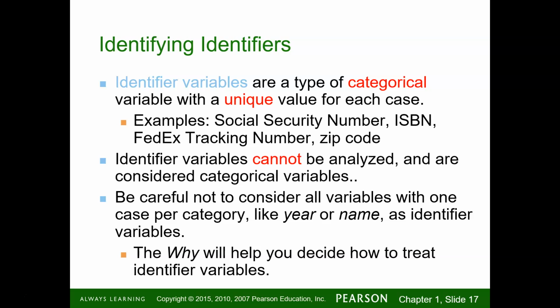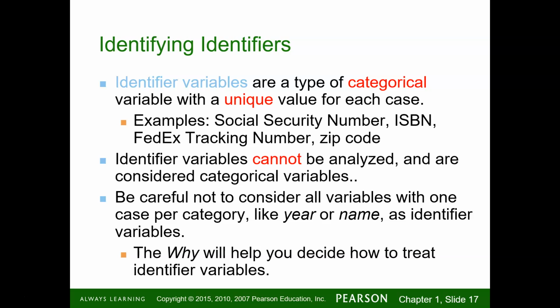Or ISBN, that's how you identify a book at a bookstore. You can't take the average on that. What's the average FedEx tracking number? That doesn't make any sense. What's the average person's zip code? That doesn't make any sense either. You see, that's a way to tell if it's actually categorical and not quantitative.